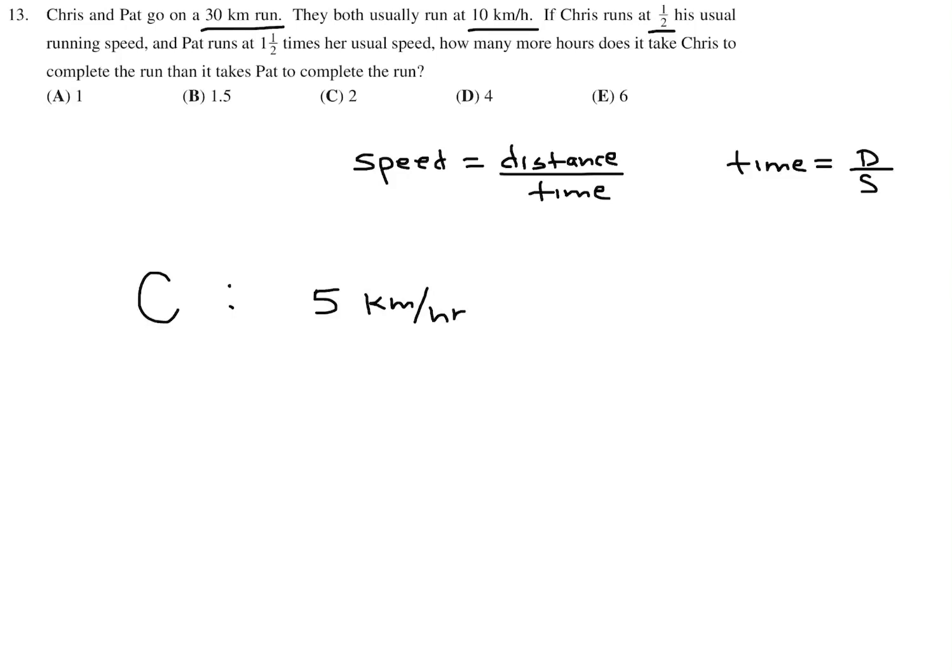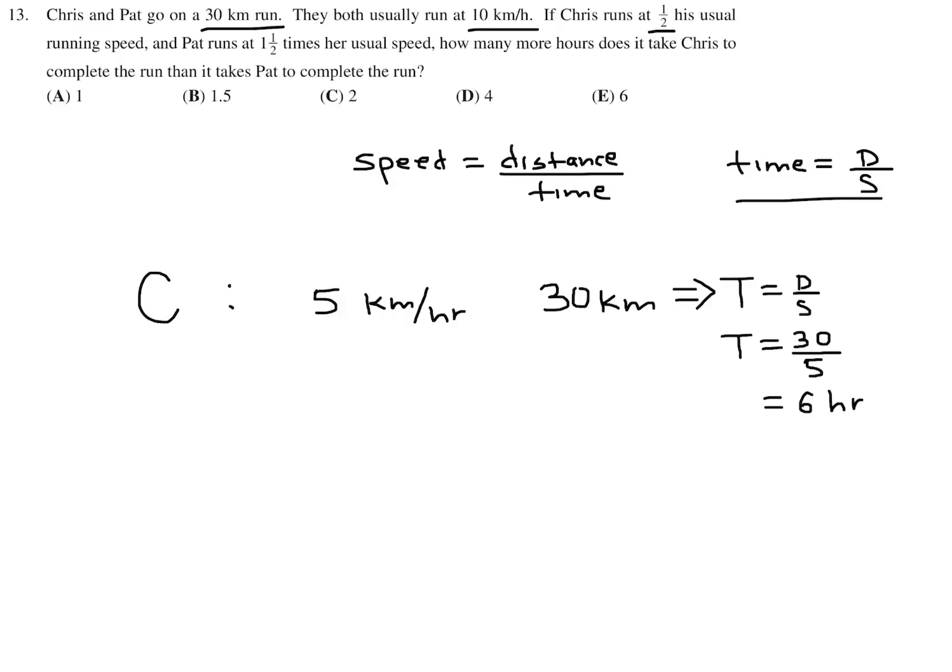And he's going to be going on a 30-kilometer run. So we want to figure out the time. Time is equal to distance over speed. So that means distance in this case is 30, speed is 5, and therefore this is 6. 6 what? 6 hours. So that's an awfully long run for Chris.